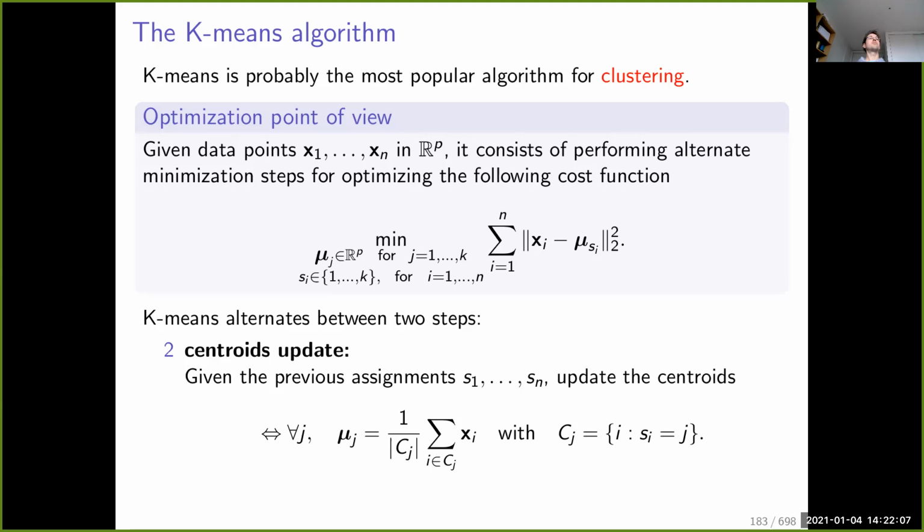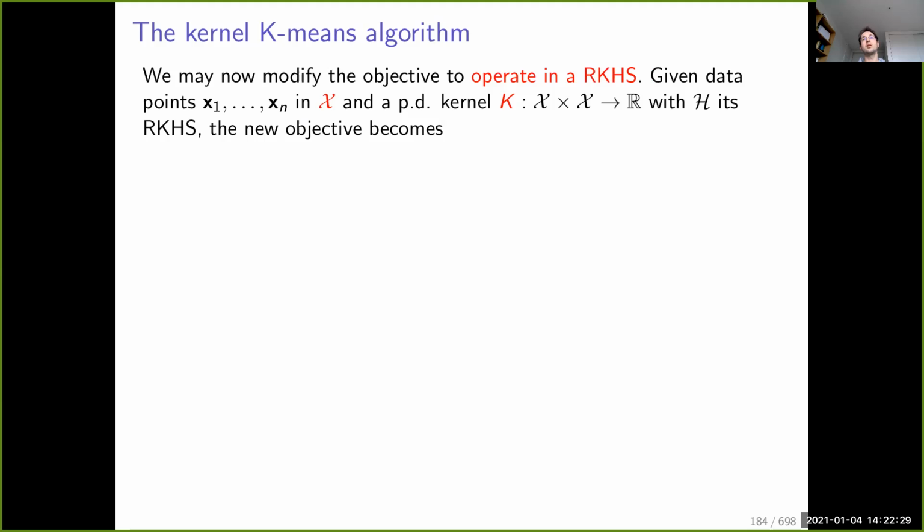Okay, so why did I present things from an optimization point of view? My motivation was not to make things more complicated. It was because so far, each time we have introduced kernels, we started from an optimization objective. And now that we have done that, it's actually very natural to extend this to an RKHS where we send the data. So given data points, x1 to xn that live in some set X and a positive definite kernel K, we call H the RKHS.